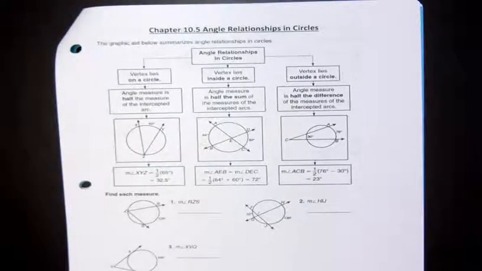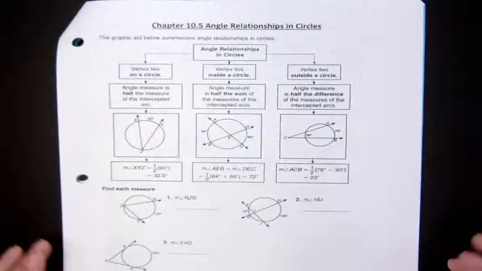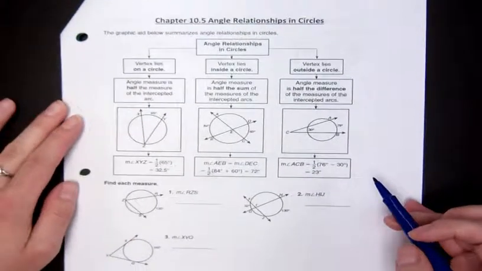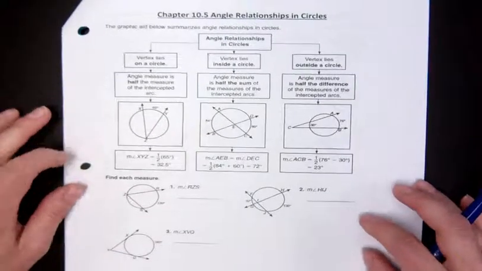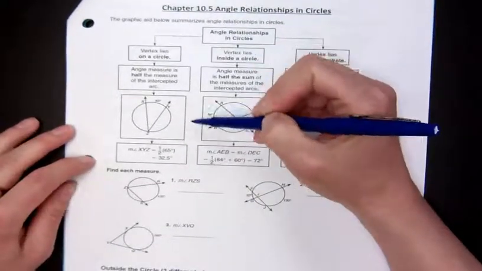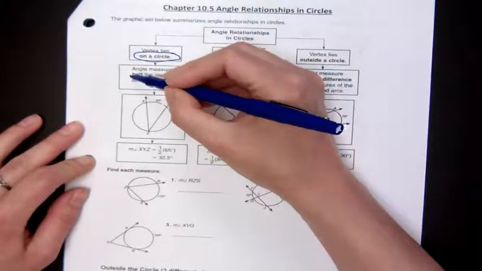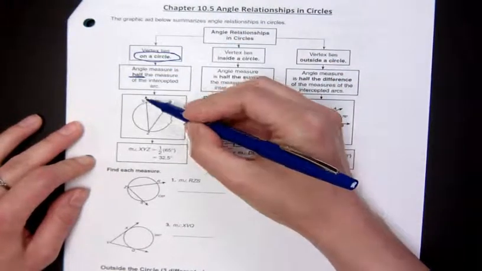Okay, so on page 13 is the summary of those things we just did in the investigation. And so these would be good things to put on that note card for your quiz if you don't already have. This one you probably already have there. So if the vertex is on the circle, the measure is just half of the arc. Okay, that's those inscribed angles.